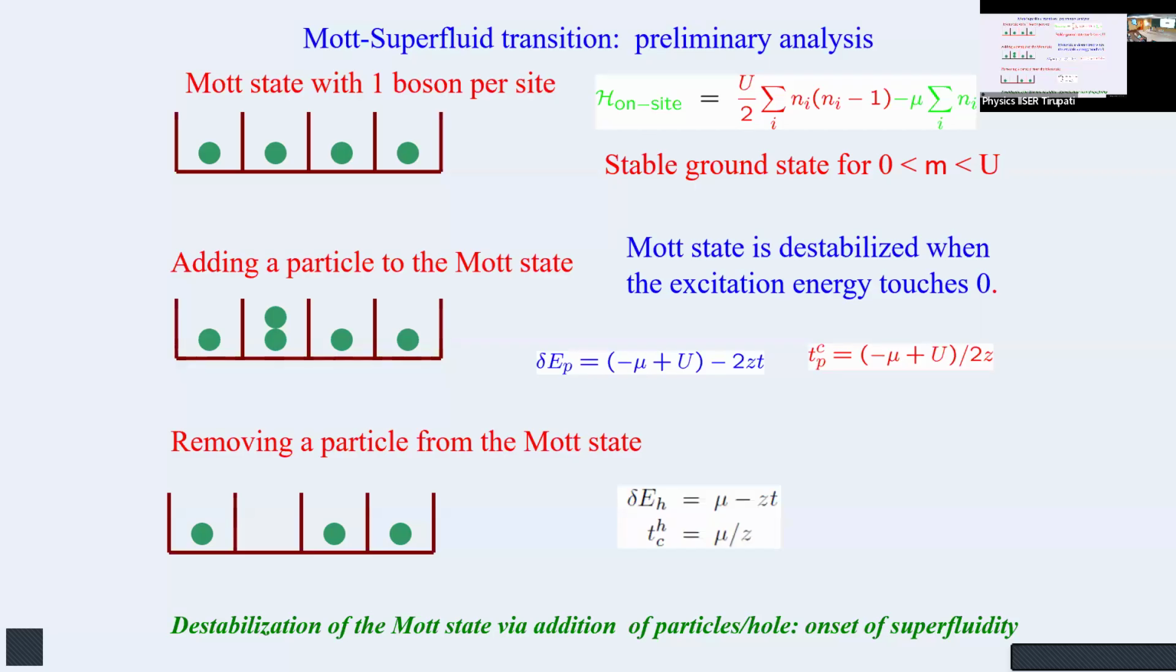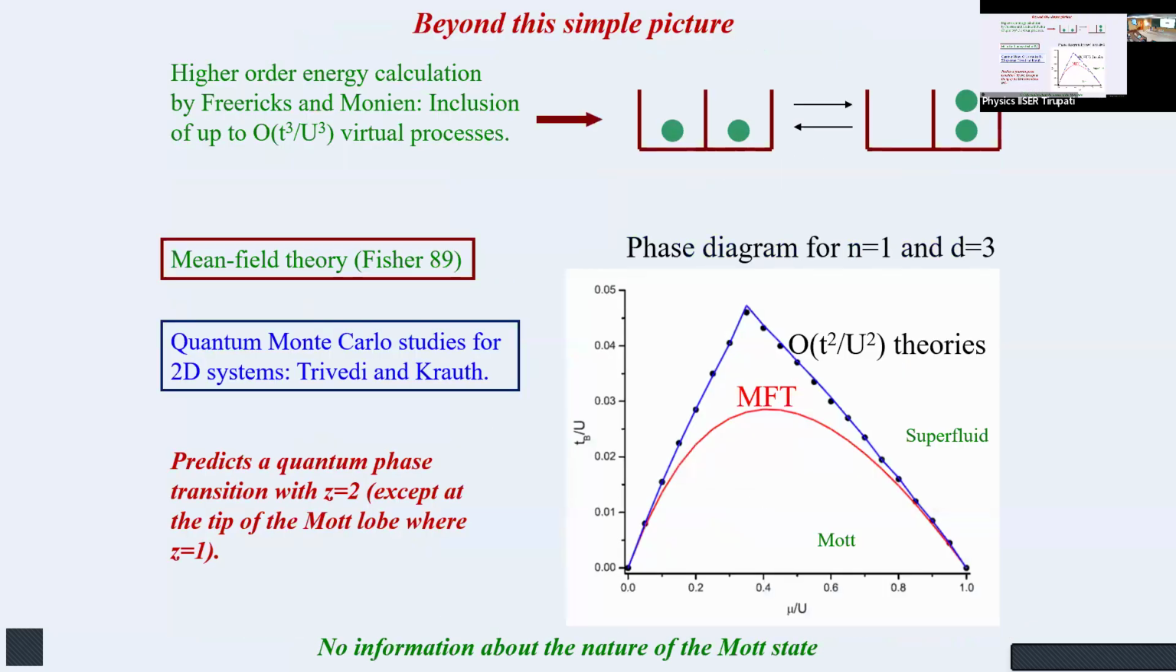Okay. So you move a particle and then you get a critical value of this hopping, which is a bit different, but essentially gives you the critical hopping at which this Mott state is destabilized and gives rise to superfluid. Okay. And this is one way to understand this transition, why that happens. Now, of course, this can be treated in a much more sophisticated manner. So people have considered higher order processes.